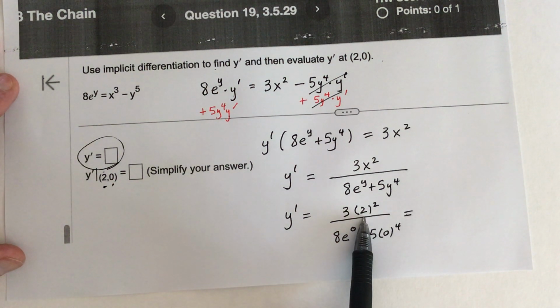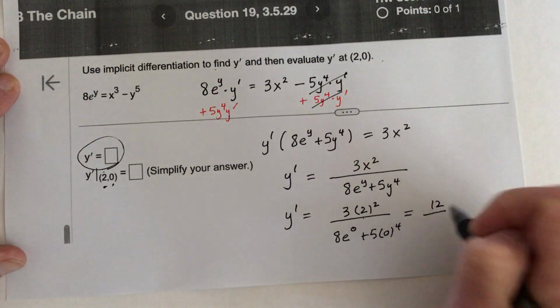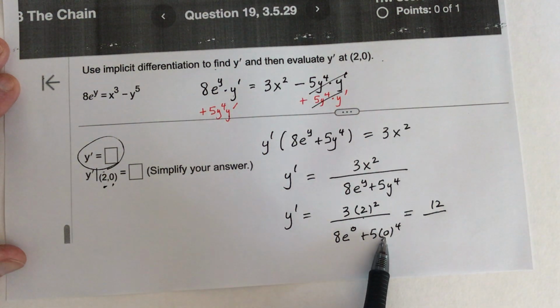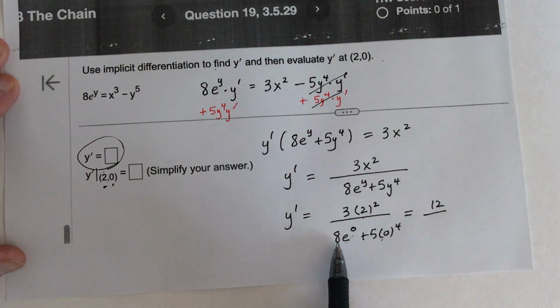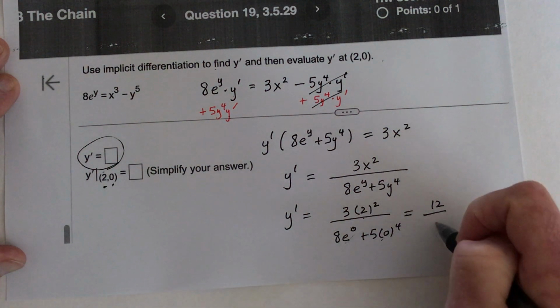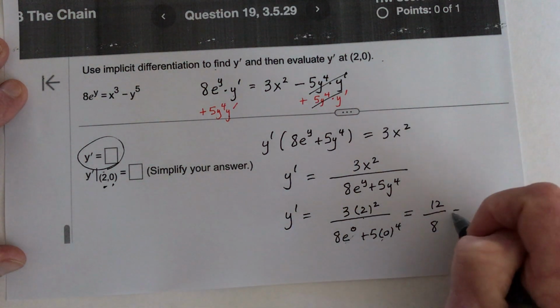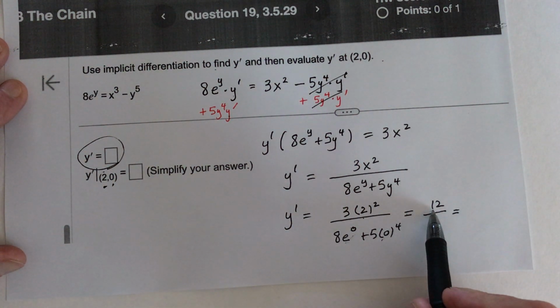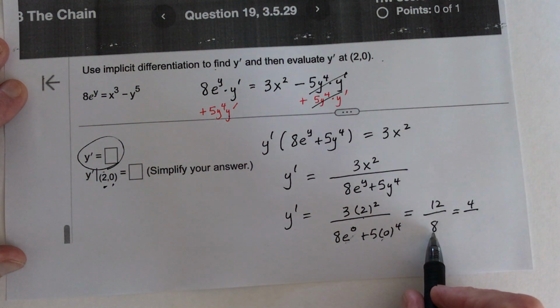Well, this is going to be a 4 times 3, so that's 12. This is going to be a 0, and then e to the 0 equals 1. So this is going to be 8 times 1, so then it's 12 divided by 8. And then this should be reduced. You can divide this by 4, and you could divide this by 4.